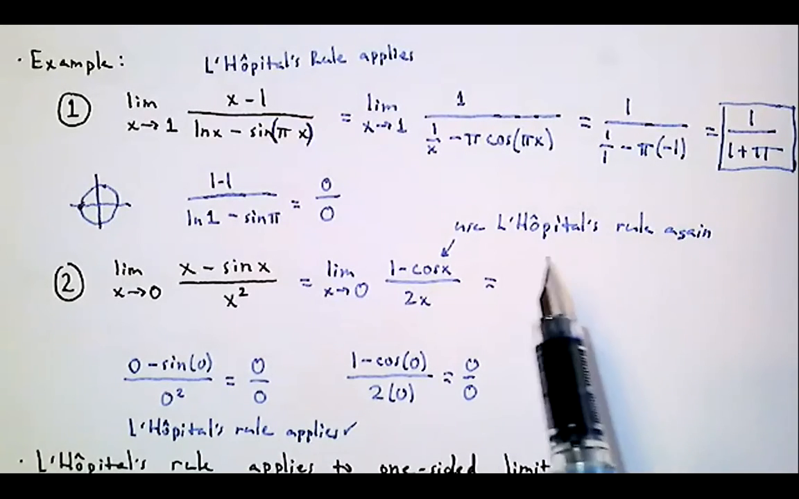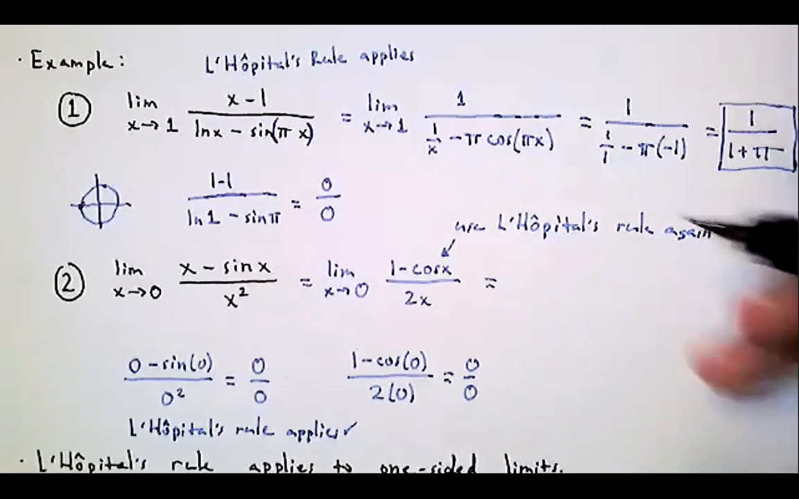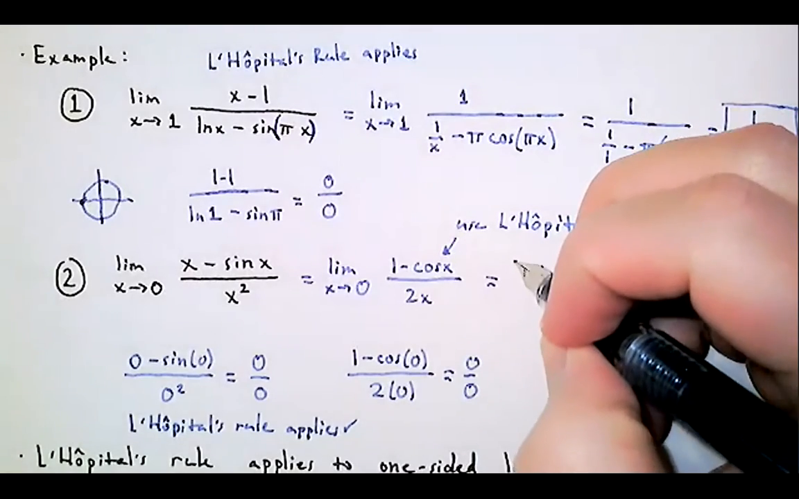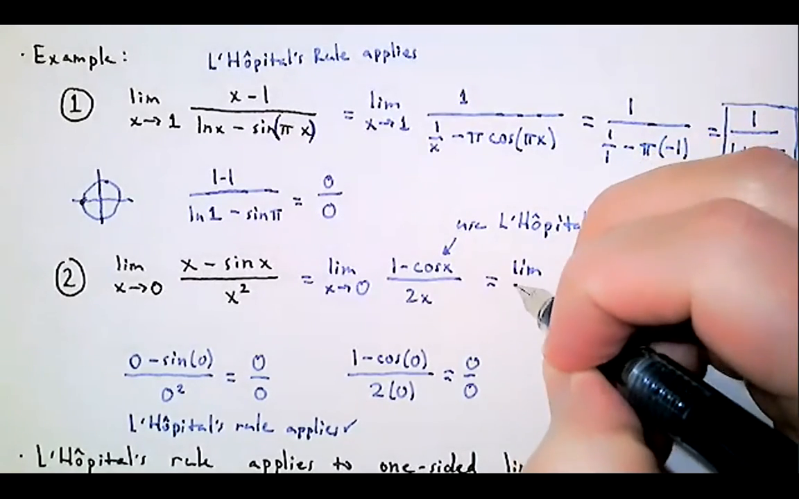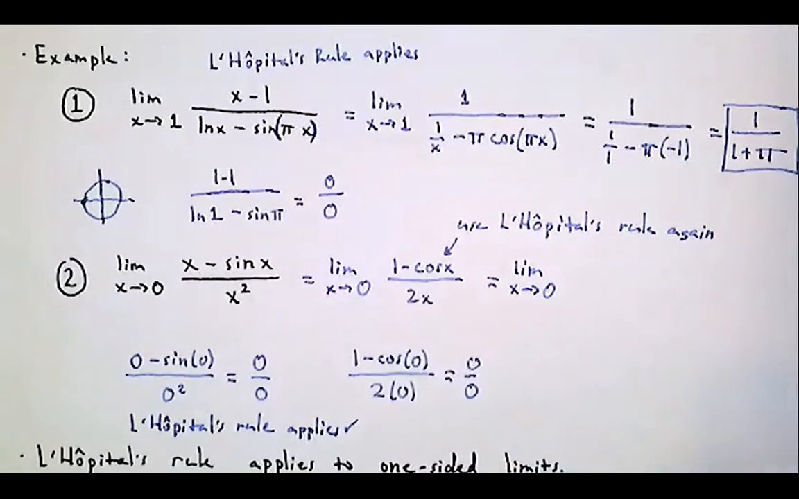So it's perfectly fine to use L'Hopital's rule any number of times, as long as you check that it actually works. So as long as you're actually looking at an indeterminate form. So we do more derivatives. We take the derivative of the top again. What do we get?